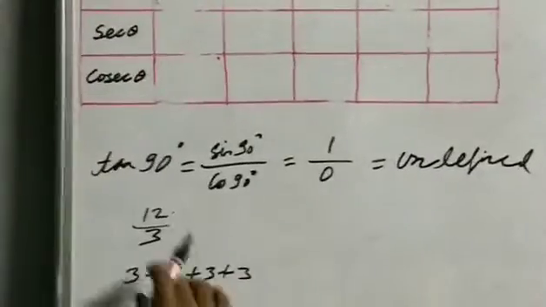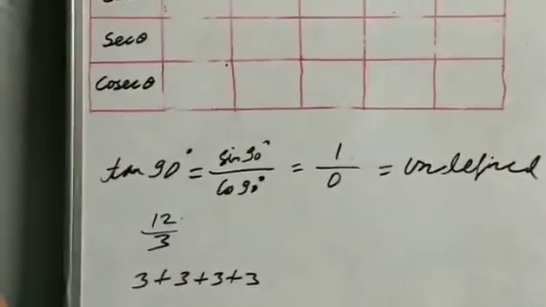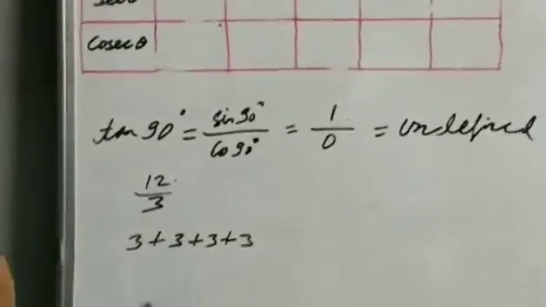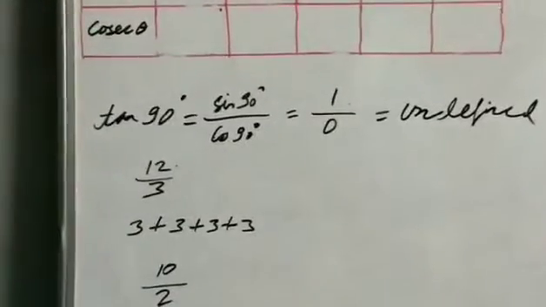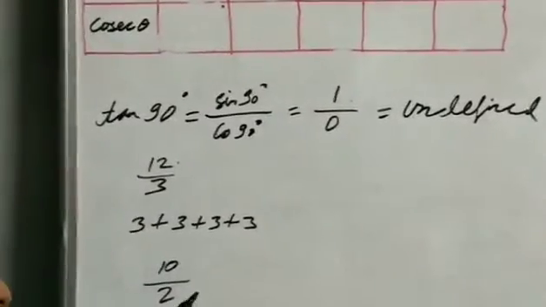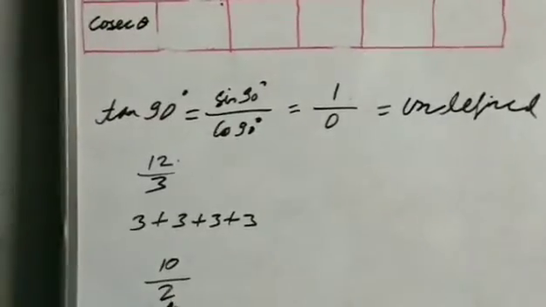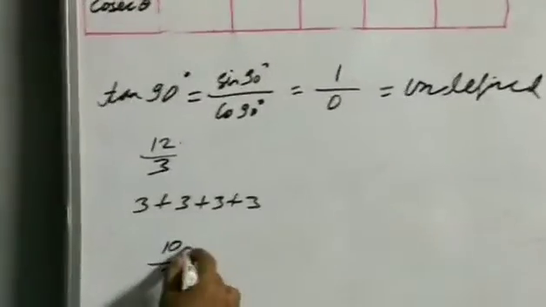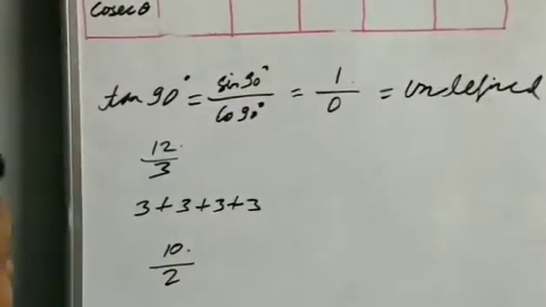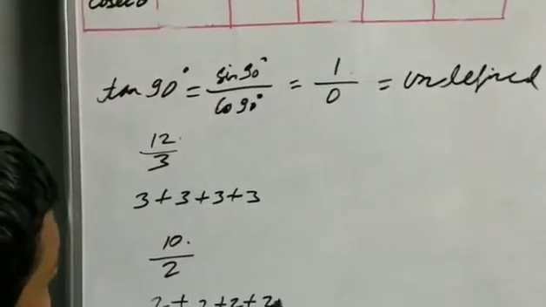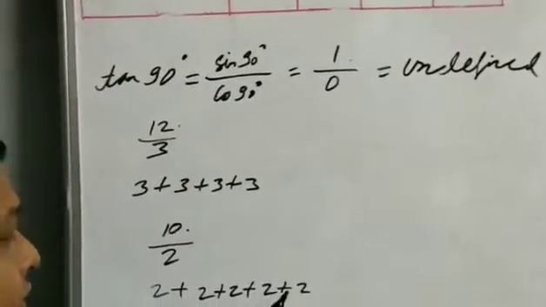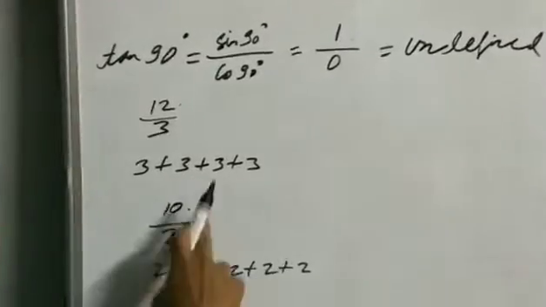So let's take another example. Let's say we divide 10 by 2. So what does it mean? It means how many 2's do we require to make 10? So we need 2 plus 2 plus 2 plus 2 plus 2. So we need 5 2's to make 10.